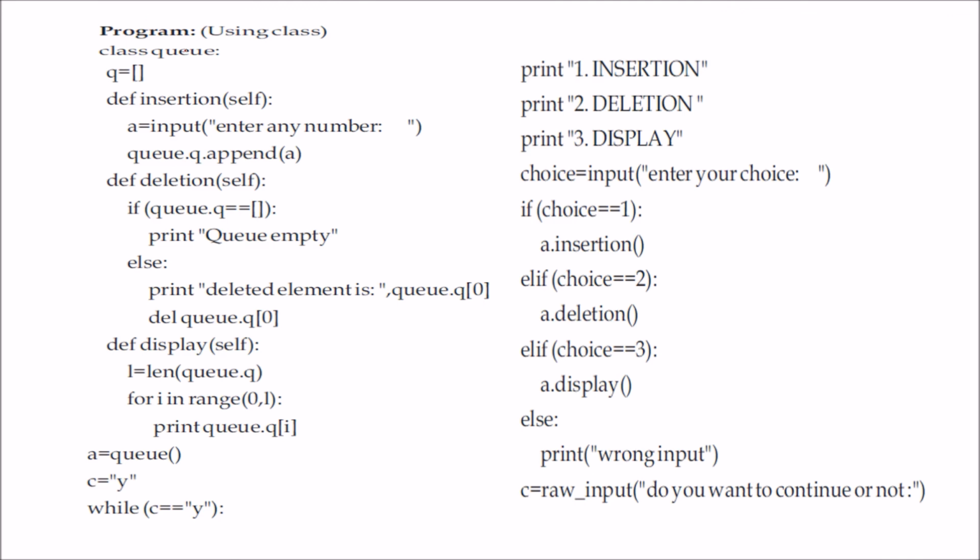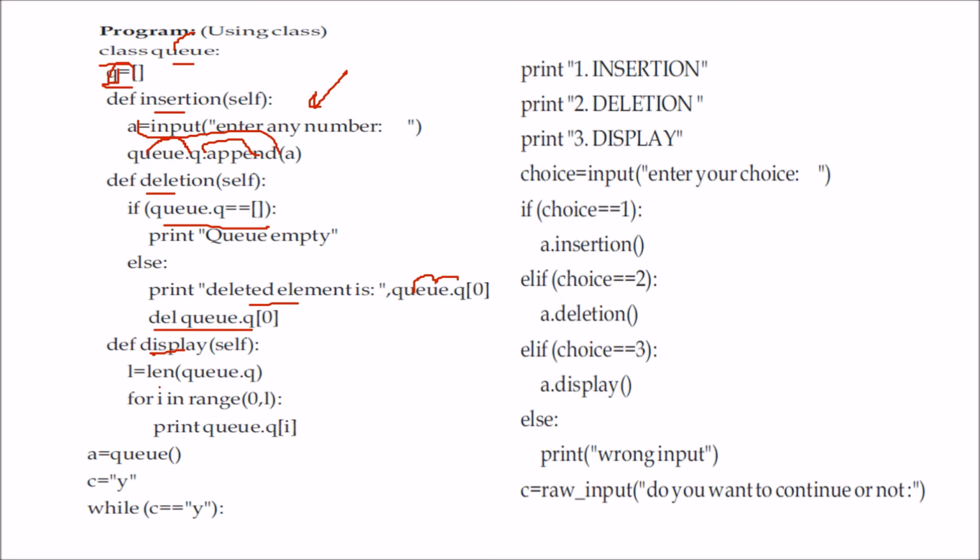This is a program of implementing a queue using a class. So we can use a class called queue. You can make a queue, that is an empty list. You can implement insertion, deletion and display functions. In insertion, you will ask for an element and you will just append it in this class, q.append, and this a will be appended. Deletion, you will check whether it is empty or not, because you have to check for the underflow condition. Otherwise, you will simply delete q[0]. So this will be deleted.